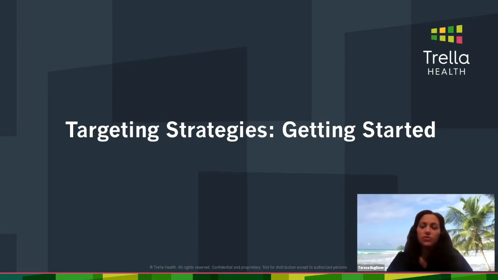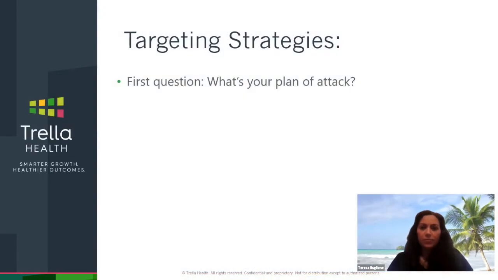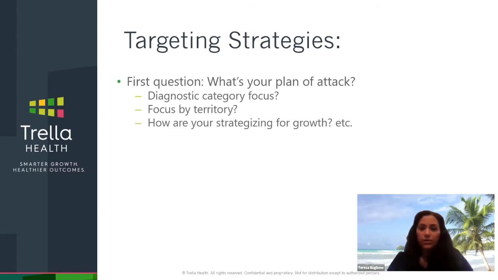So the first thing I usually start with when we're working with our customers is I ask them, do they have a plan? We can get into targeting strategies and how to use them, but I always say, what's your plan of attack? Drilling down into a strategy is great, but let's take a look at where you are. Are you going after physicians or hospitals for specific diagnostic categories? Are you doing it by territory? Are you looking to grow just based on one major diagnostic category or a specific disease state or disease program? So answering those questions helps them put a plan in place first. Where do I want to spend my time?